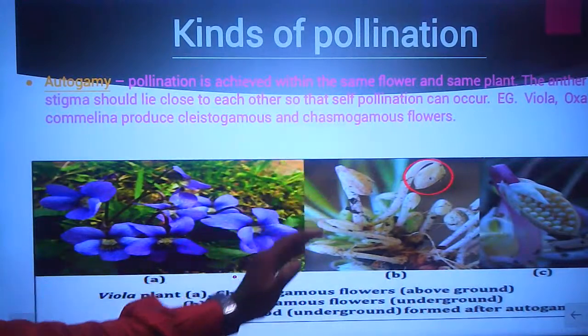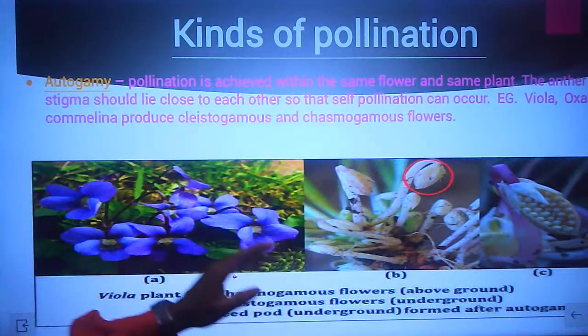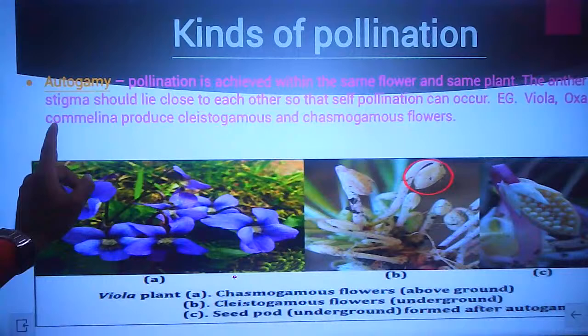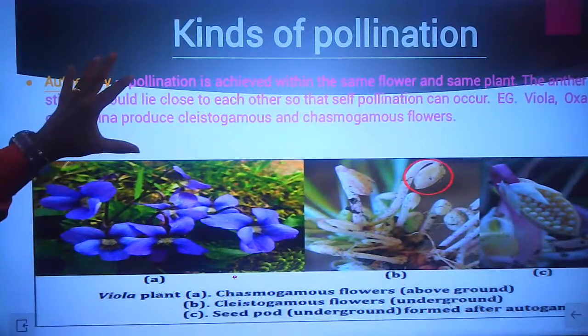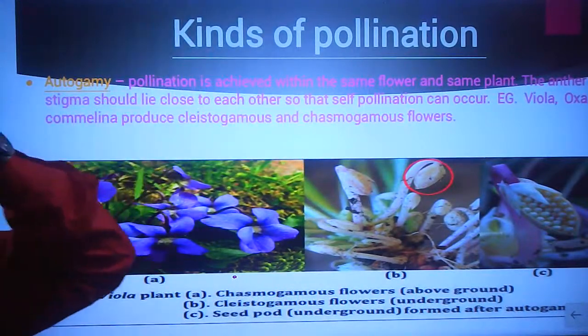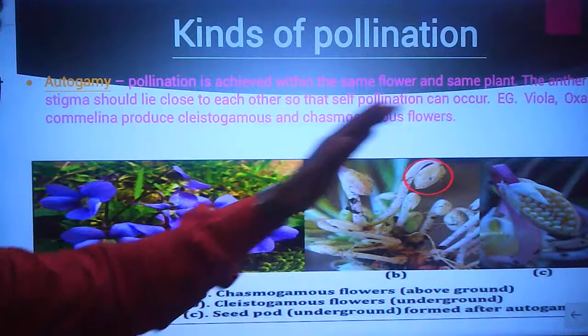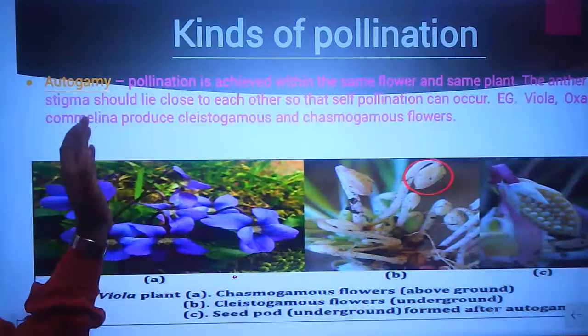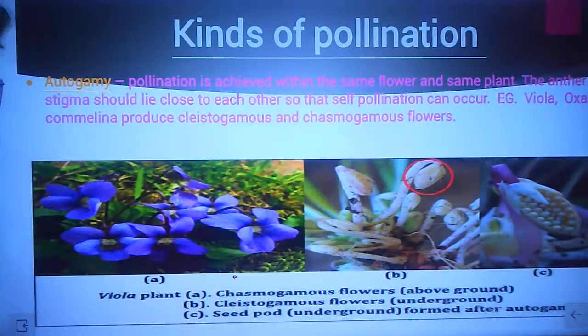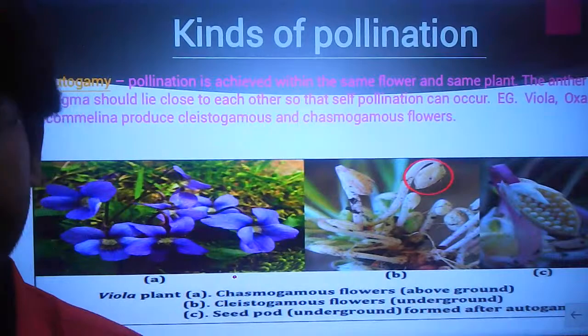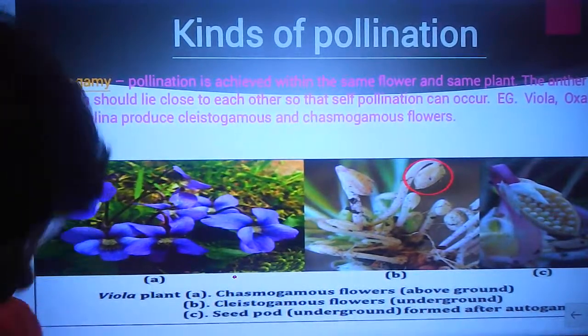So these are the kinds of pollination. The first one we discussed is autogamy. Often in the textbooks they give viola, oxalis, Comelina. These produce cleistogamous as well as chasmogamous flowers. So we are done with this part.